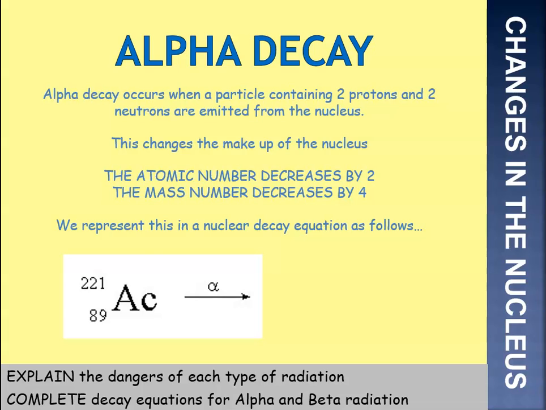Write this down. For alpha decay, the atomic number decreases by 2, the mass number decreases by 4. We can represent this in a nuclear decay equation as follows. So if we've got actinium there, 221 and 89, it decays. But the helium nucleus, we need to balance that out, so 221 take away 4 would give us 217. 89 take away 2 would give us 87. We'd look on our periodic table and we find that is francium.